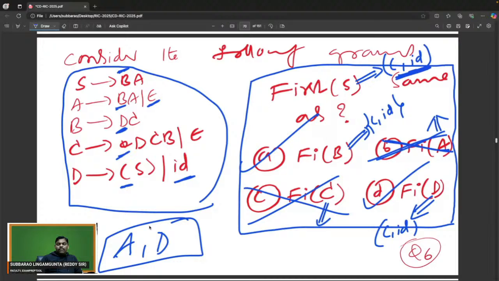What is first of D? First of D is open bracket ID. First of B also means first of D, open bracket ID. First of S means first of B. That is also the same story. Let me know if we have done anything wrong. Answer is AD.